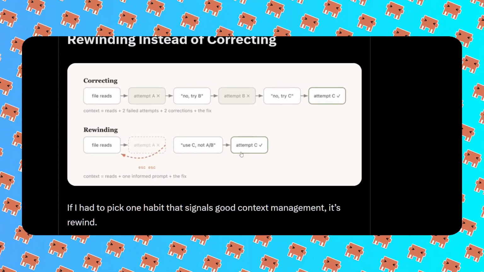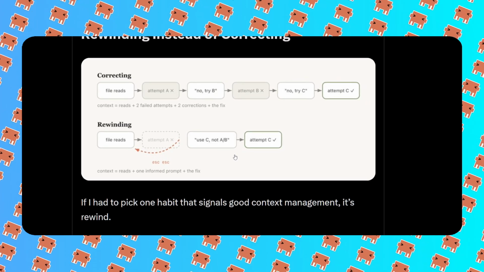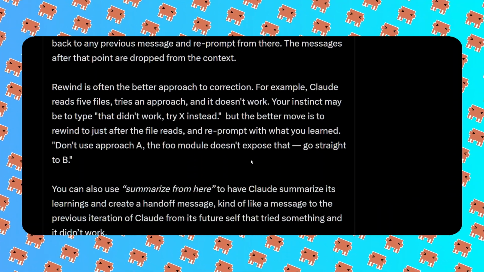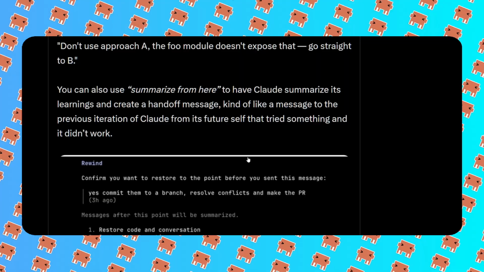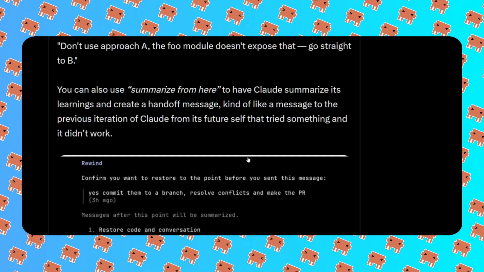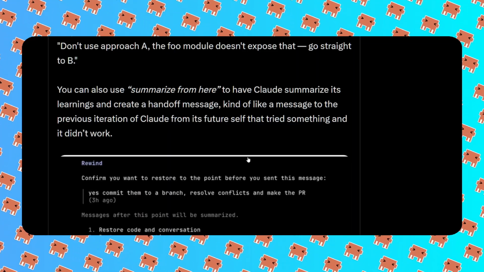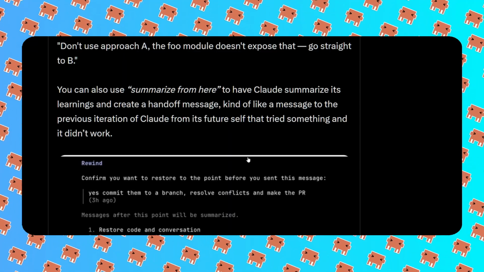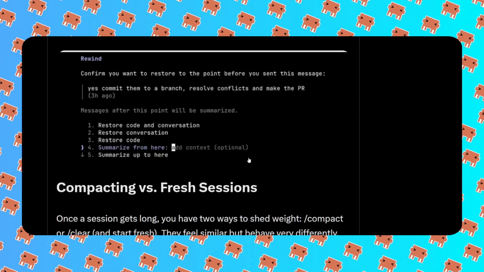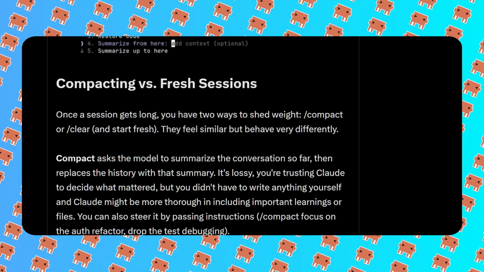That way you're clearing up the context window, helping your usage limits stay low, and at the same time removing model degradation. And we're going to talk about that. So rewind is the better approach all in all. You can also use summarize from here to have Claude summarize its learnings and create a handoff message, kind of like a message to the previous iteration of Claude from its future self that tried something and it didn't work. So you can still rewind with the summary. All of that helps clear up the context window. That's the key part that you have to understand here.